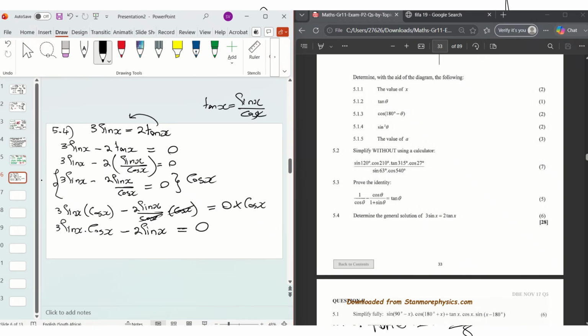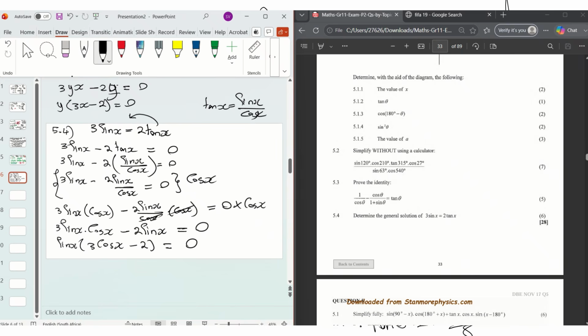And then as you can see, guys, here again we have a common factor of sine. It's like we have something like this: 3y x minus 2y is equals to 0. So as you can see, we have y there, so we take out y as a common factor. We have 3x minus 2 is equals to 0. So we're going to do the same thing here. We take out sine as a common factor. So sine x, we have 3 cos x minus 2 is equals to 0.